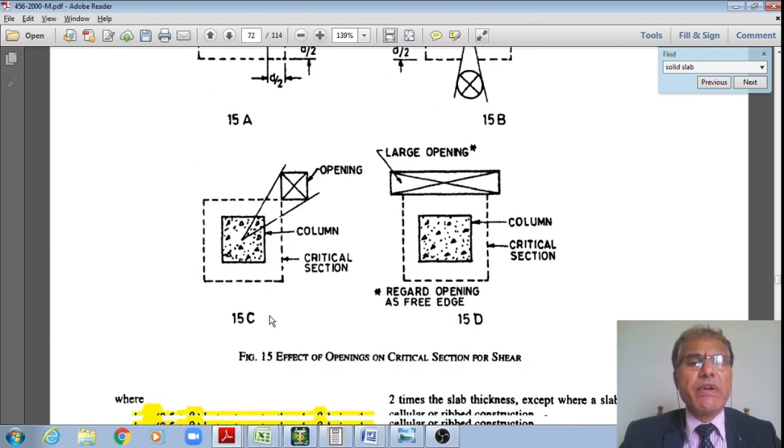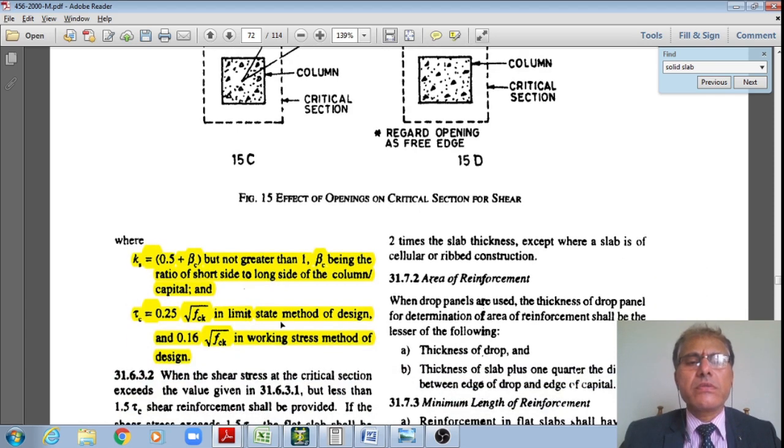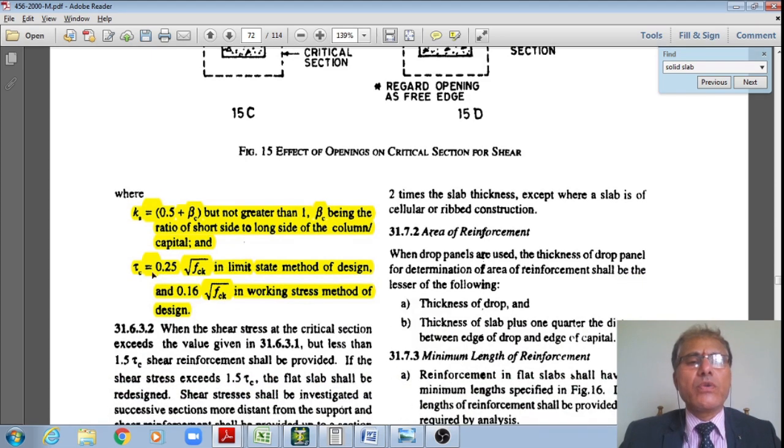Now the code says that the permissible shear stress should be Ks multiplied by tau C, whereas that Ks is given by 0.5 plus beta C, and this value should not be greater than 1. However, beta C is the ratio of the shorter side to the long side of the column or that of the capital, and tau C is the permissible shear stress. For the limit state method, it is 0.25 square root of FCK, and it is equal to 0.16 square root of FCK for working stress method.